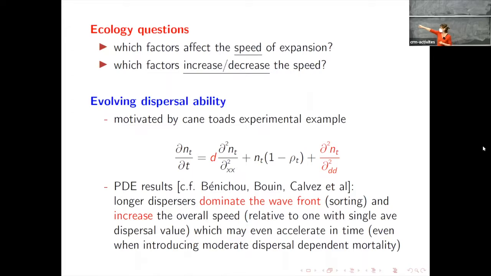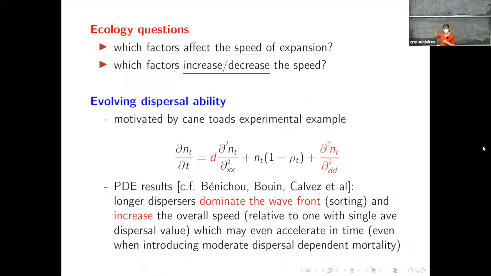You have the KPP term. So here, think of NT as the proportion of the type D, the trait type D. Rho T would then be the overall population, right? So you have an FKPP term that tells you your evolution bit. Then you have the usual part, which is your movement in space based on your dispersal ability, which is the first term with D as your diffusion, your dispersal coefficient.